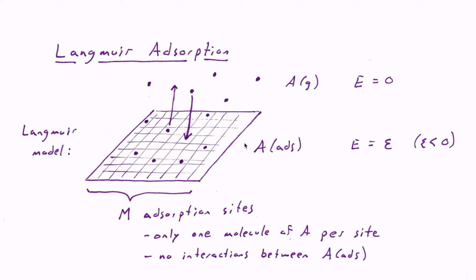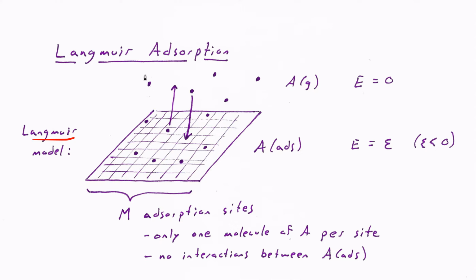So now that we're familiar with adsorption as a process of molecules attaching to a surface, let's see if we can make some progress by developing a model, a physical chemistry model, to understand adsorption more quantitatively. So this model is going to be called the Langmuir Adsorption model.